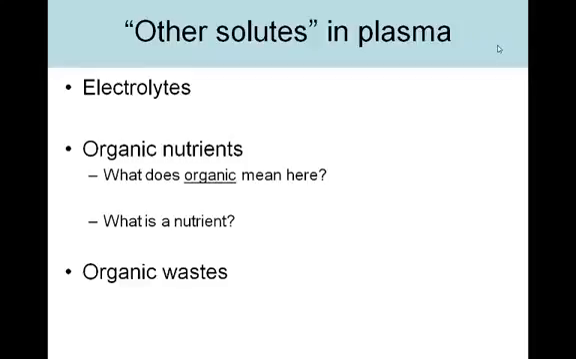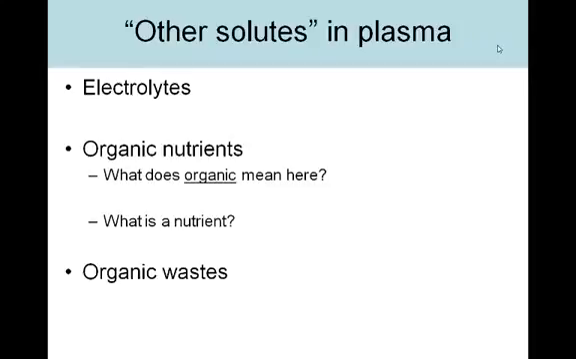We're also going to find organic nutrients and organic waste. The word organic in biology and chemistry is a little bit different than the way we use the word organic in agriculture. In biology and chemistry, organic means containing carbon and hydrogen. So something like glucose, which contains carbon and hydrogen and oxygen, is considered organic. Whereas something like carbon dioxide, which is composed of carbon and oxygen, is inorganic because it's lacking that hydrogen component.